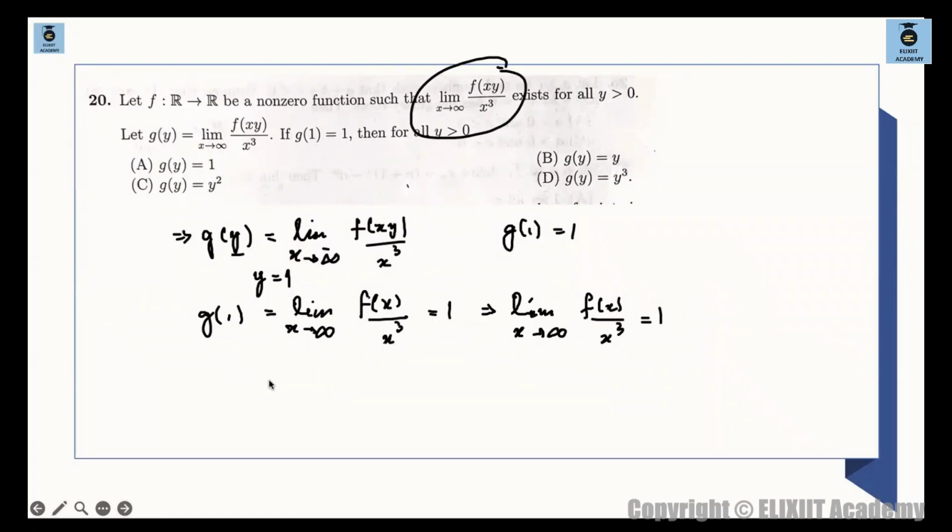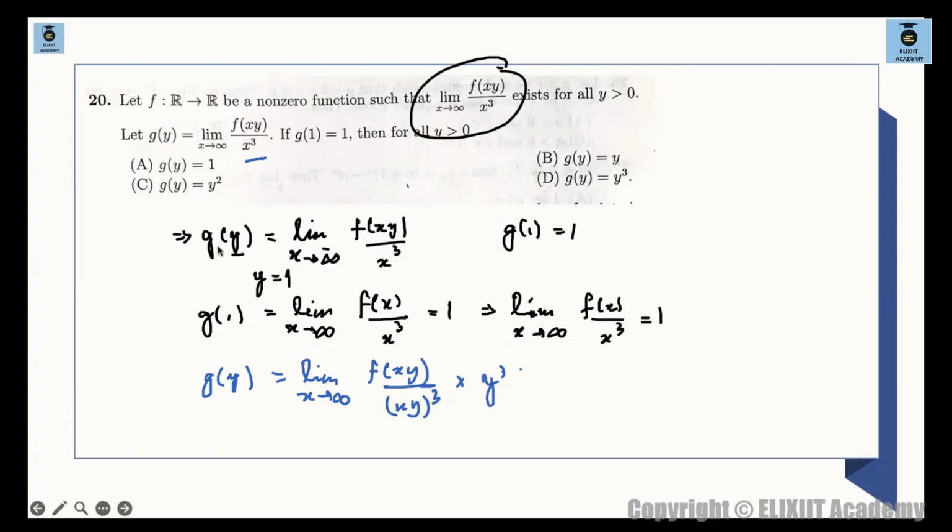Look at this manipulation. g of y is given to be this, no? I am writing g of y once again and manipulating it. Look at this g of y: the limit as x tends to infinity of f(xy) divided by (xy) whole cube, and then multiplied by y cube. I'm manipulating this once again: f(xy) divided by xy, and forcefully I'm taking out y cube over here. I'm multiplying and dividing by y cube.